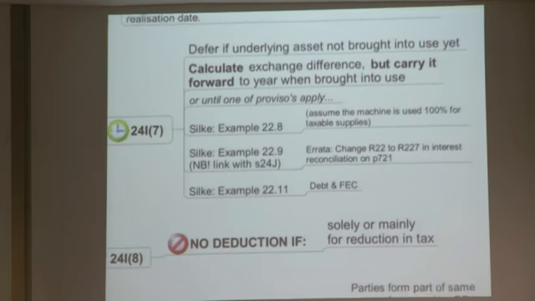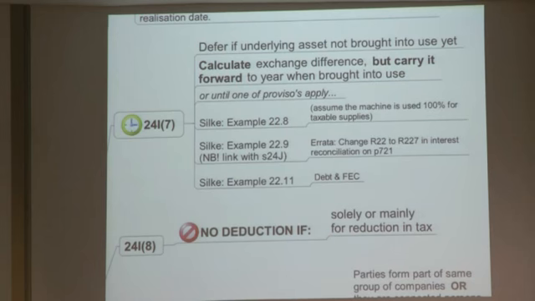Now 24I7, hopefully all of you would have come across that before, is when you have the underlying asset just not brought into use yet. Remember, don't confuse this one with an affected contract and those rules. Affected contract means I didn't even have a transaction date, an underlying date yet. What happens here is I actually have bought an asset, I have a transaction date, but the asset is maybe still on a ship coming over. I just haven't brought it into use yet.